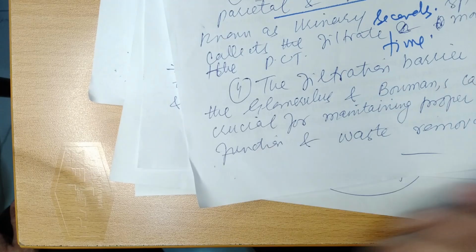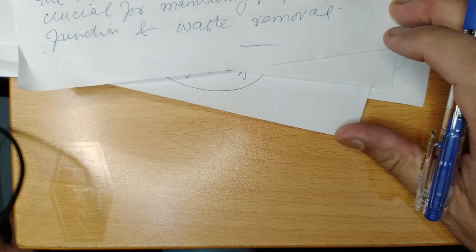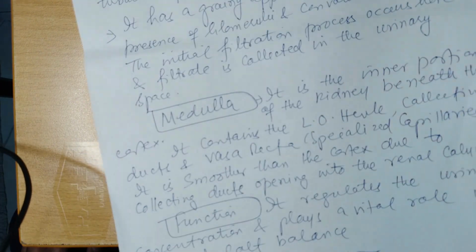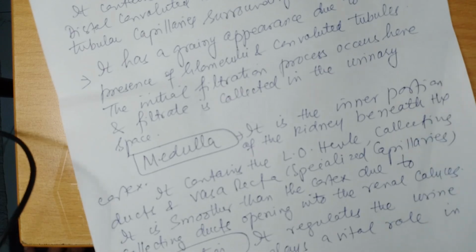Just to revise, it moves the fluid into the proximal convoluted tubule. The filtration barrier is formed by the glomerulus. The Bowman's capsule is crucial for maintaining proper kidney function and removal of waste from the body. So let us revise a few words about the renal cortex and renal medulla. As I mentioned, this is the gross anatomy.